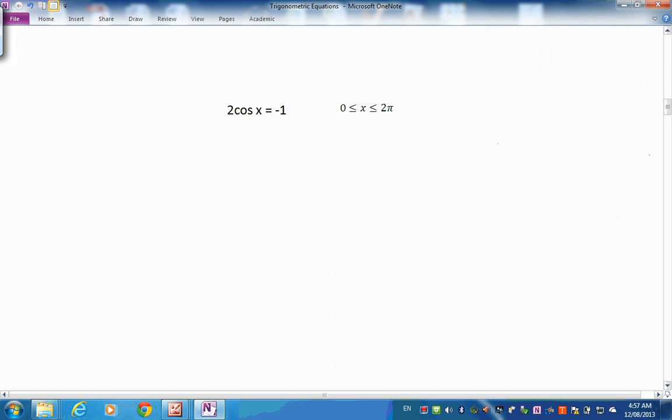Okay, so here's one here. 2 cos x equals -1. Our first step is to get an expression just for cos x. So let's divide both sides by 2. Cos x equals -1/2.